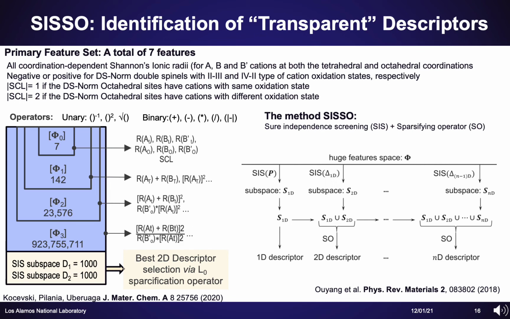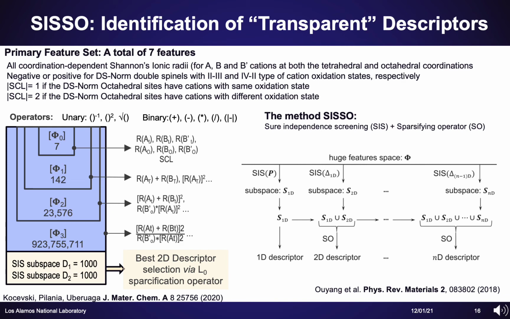Starting with these 7 primary features, the SISSO method enumerates a large set of features by iteratively applying a set of pre-specified algebraic operations on the current feature space. This iterative procedure leads to a truly vast set of descriptors of increasing complexity via combinatorial explosion. In the most complex subspace phi 3, we have nearly 1 billion derived features or descriptors.